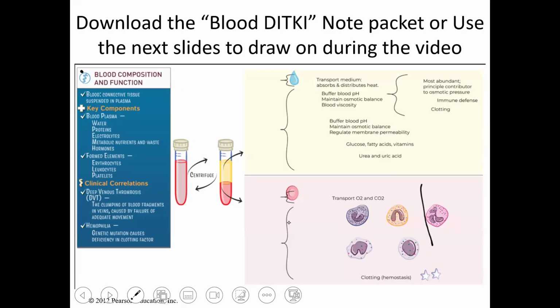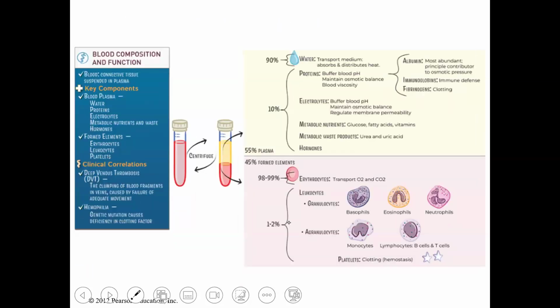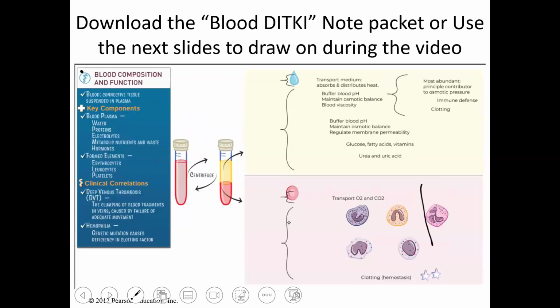All right, so you have this available to you in slide form here that you can draw on, right? Or you can download it as a separate note packet. So I'm going to play you a little video here, and that will take us to the end of this chapter.